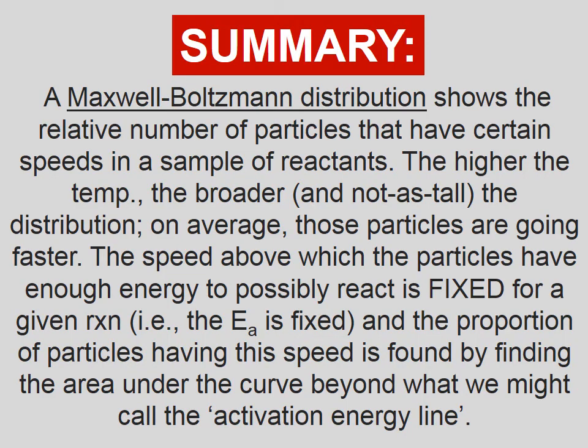A Maxwell-Boltzmann distribution shows the relative number of particles that have certain speeds in a sample of reactants. The higher the temperature, the broader, and not as tall, the distribution. And on average, those particles are going faster. The speed above which the particles have enough energy to possibly react is fixed for a given reaction. In other words, the activation energy is fixed. And the proportion of particles having this speed is found by finding the area under the curve beyond what we might call the activation energy line.